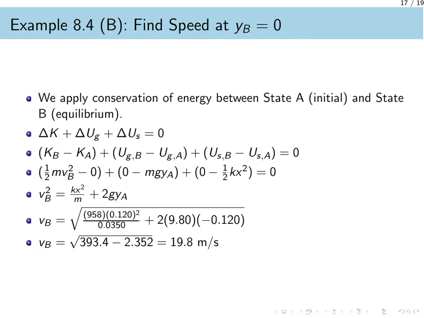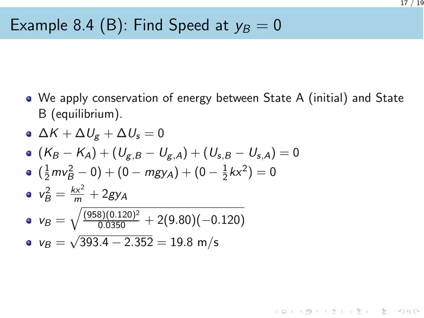For part B, we want to find the projectile's speed when it passes through the spring's equilibrium position, state B, where y equals 0. We will again use the conservation of mechanical energy, but this time between the initial state A and state B. The equation is the same. The change in kinetic energy plus the change in gravitational potential energy plus the change in elastic potential energy equals 0.